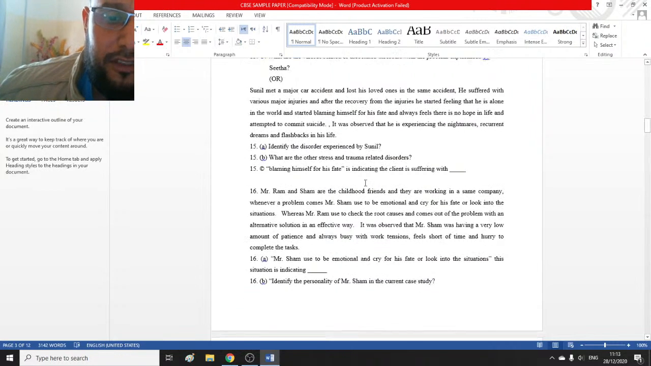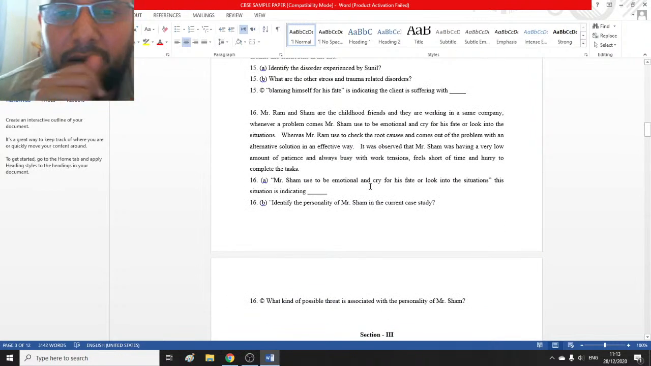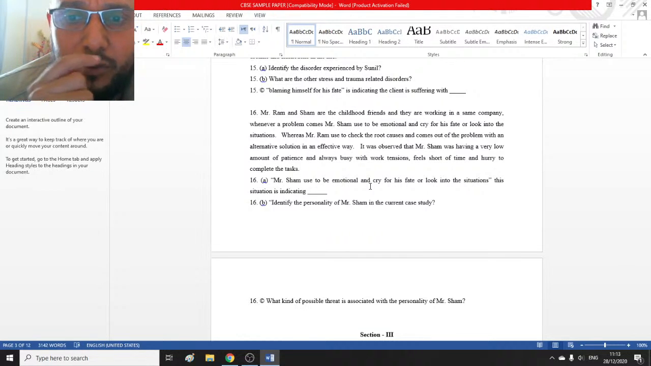Now, let us go to question number 16. Mr. Ram and Shyam are childhood friends and they are working in the same company. Whenever a problem comes, Mr. Shyam used to be emotional and cry for his fate or look into the situations, whereas Mr. Ram used to check the root causes and come out of the problem with an alternative solution in an effective way.